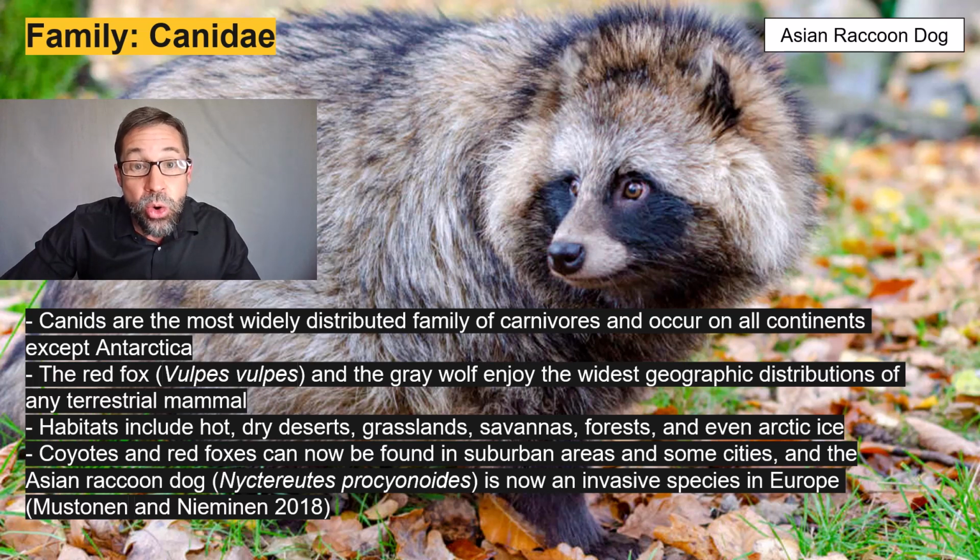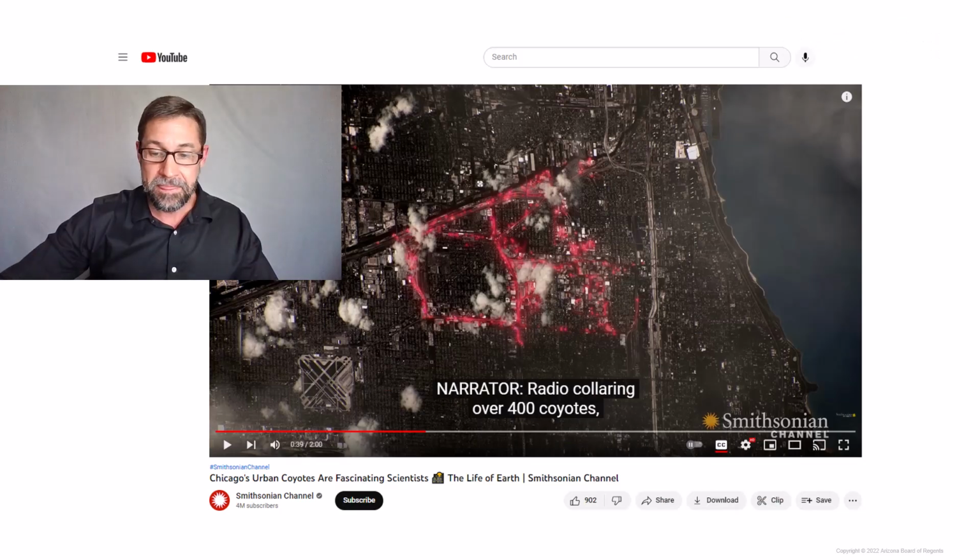Canids like coyotes and red foxes show incredible behavioral plasticity and can now be found thriving in suburban areas in cities like our very own city, Phoenix. This is actually a canid. This is the Asian raccoon dog, which has now become an invasive species in Europe.